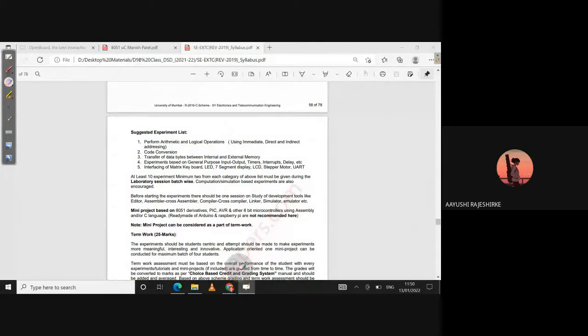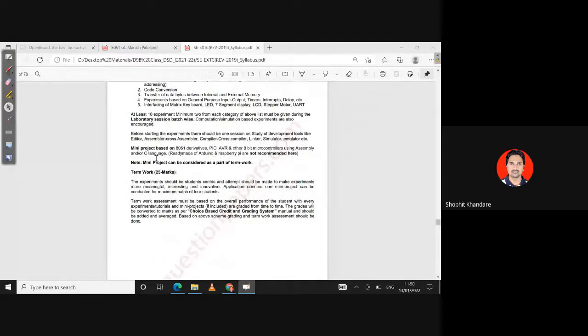Can you explain about the mini project? The mini project is where you will be doing your experiment based upon 8051. It can be considered as a part of term work. This is not your separate semester mini project. Usually in every semester you have a mini project, 1A, 1B, then 2A, 2B, and in the third year. That mini project is different from the mini project for my subject, microcontroller. I can assign you a mini project, but that will be restricted to microcontroller.